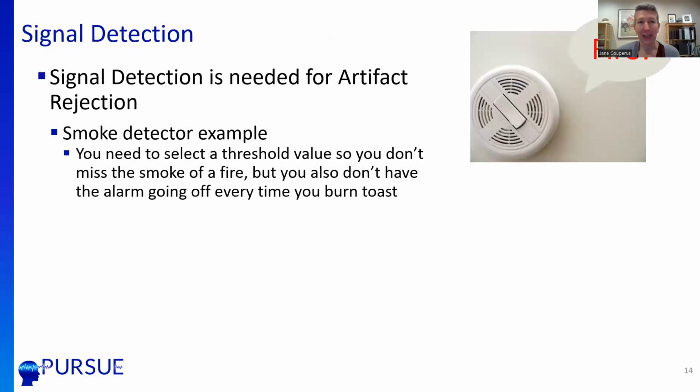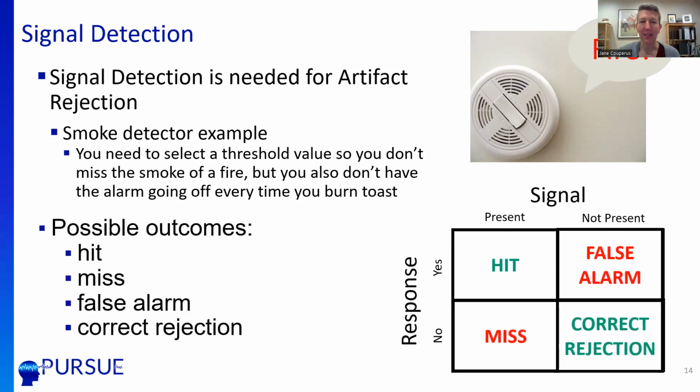But before we can actually reject trials or even correct for them, we have to detect those artifacts. So I think of this as like a smoke detector. You need to select a threshold value so you don't miss the smoke of a fire, but you also don't want to have the alarm going off every time you burn your toast, right? So we want to have as many hits, where we are correctly identifying our artifacts, and as many correct rejections, saying this is not an artifact, as we possibly can, while reducing our false alarms and our misses. So we're trying to balance those when we set a threshold.